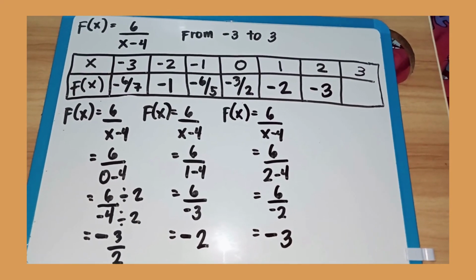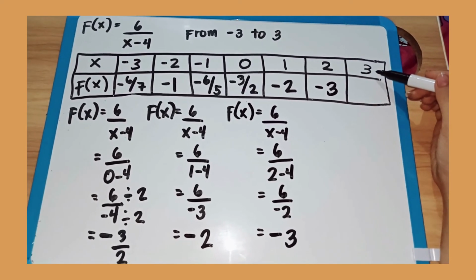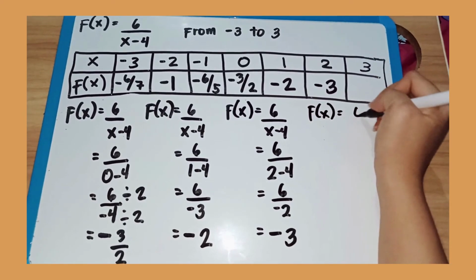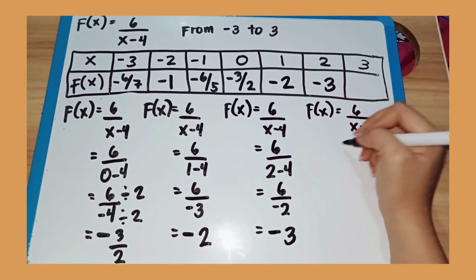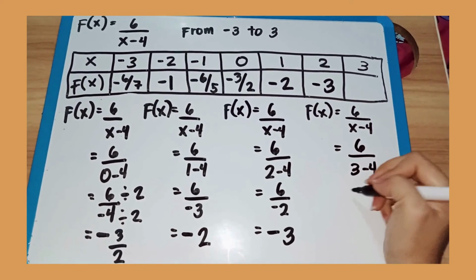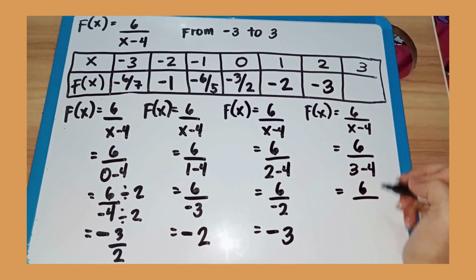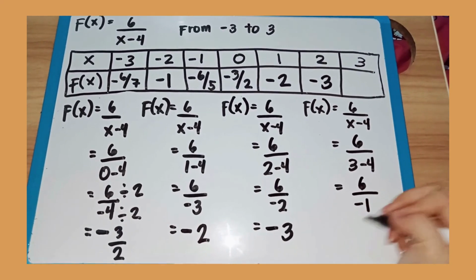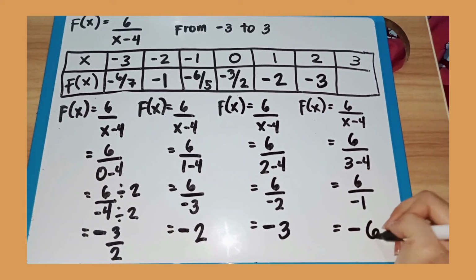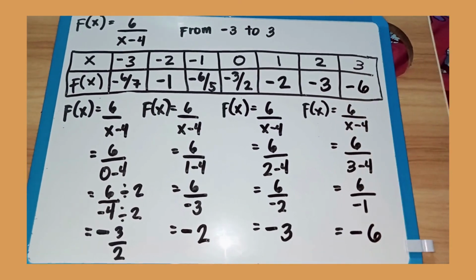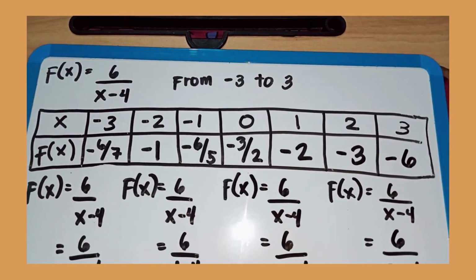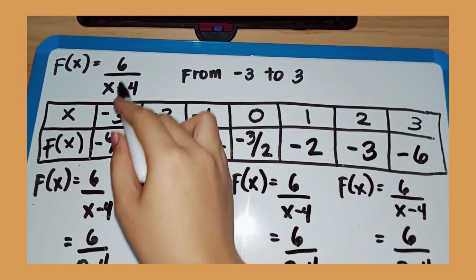Next, last, we have positive 3. Copy the function. 6 over x minus 4. Yung x papalitan ng 3. So, this will be 6 over 3 minus 4. Copy 6. 3 minus 4, that is negative 1. Dahil magkaiba ng sign, negative. 6 divided by 1 is 6. So, this is negative 6. So, this will be the table of values for the function 6 over x minus 4.